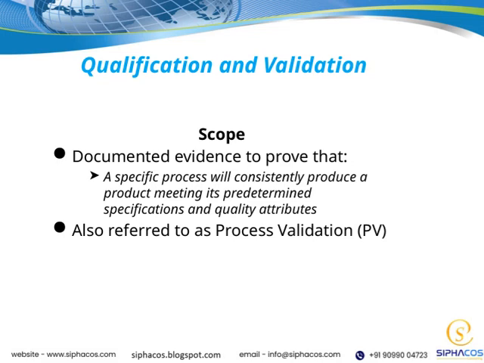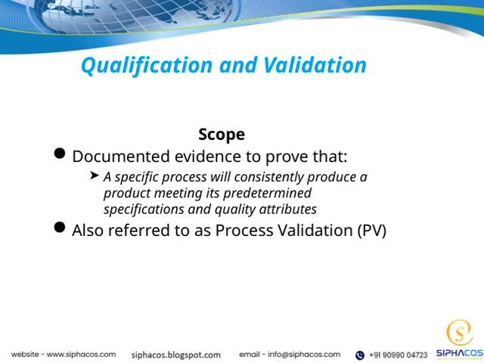Now, let's take a closer look at the scope of this slide. Essentially, we're talking about documented evidence that demonstrates a specific process will consistently produce a product that meets its predetermined specifications and quality attributes. In other words, we need proof that the process is reliable and under control. This is what we often refer to as process validation, or PV. It's a critical part of ensuring quality and consistency.